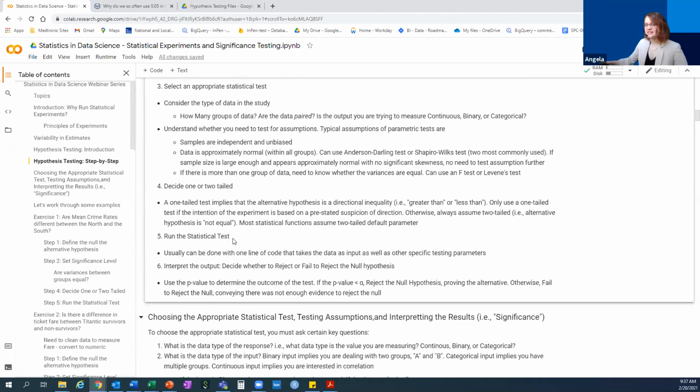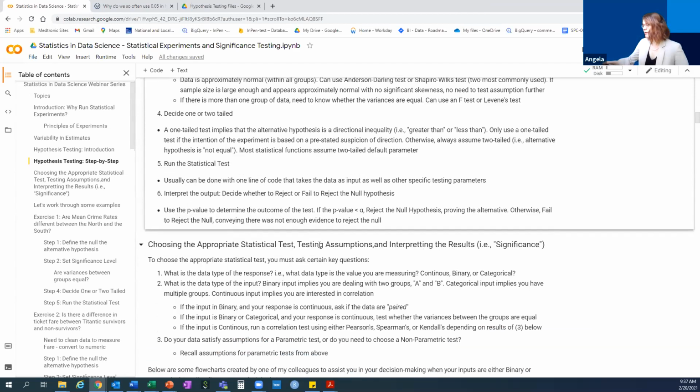Next, of course, you'll run the statistical test. Often this can be the easiest part. It can usually be done with one line of code or, depending on the tool you're using, one or two clicks. And it simply takes in your data and then a few testing parameters that you have defined from these previous steps. And finally, of course, you'll need to interpret the output and decide whether to reject or fail to reject the null hypothesis. And this is where you will use the p-value to do this.